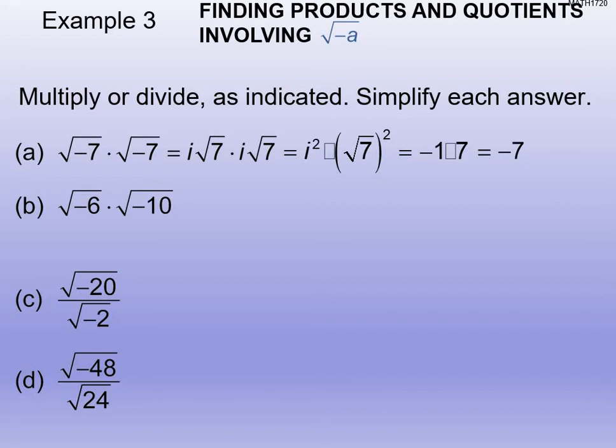So just make sure that you do as you're supposed to with this. Get rid of the negative under the radical first by translating it into an i outside of the radical.